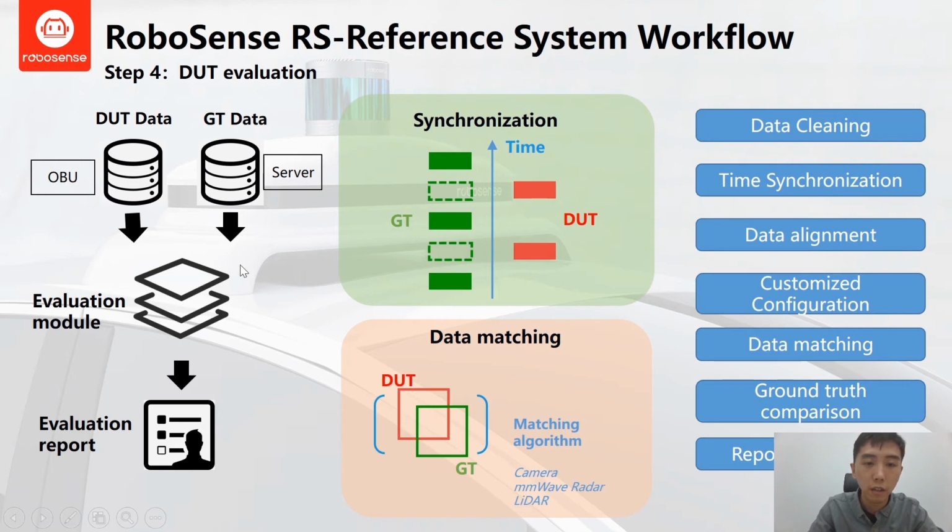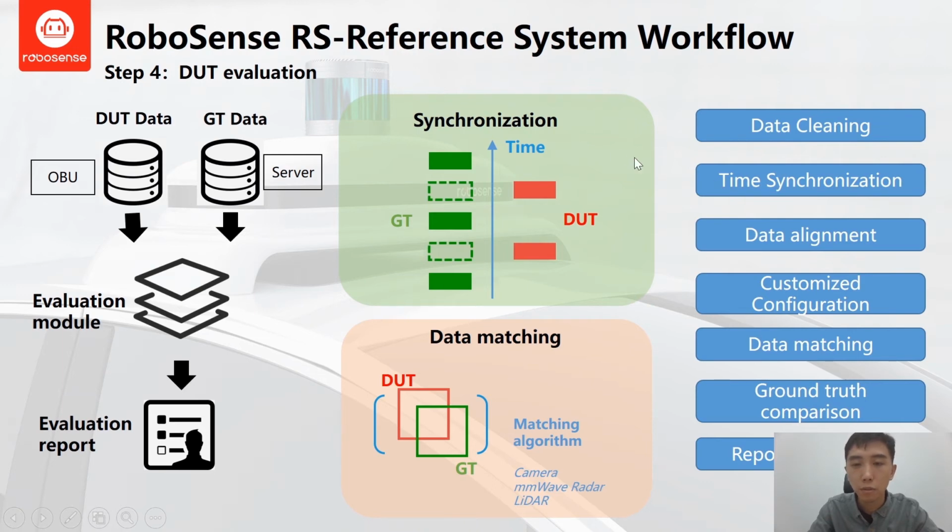So here on the left part, we show the basic logic of this evaluation. So first, we obtain the DOT data from the OBU, from the vehicle part. And then we obtain the ground truth, the GT data from the server. We input these two data into the evaluation module. And finally, we can get the evaluation report. So here we also provide a tool for this evaluation job, and it can do many different things.